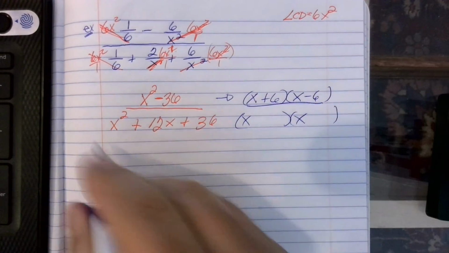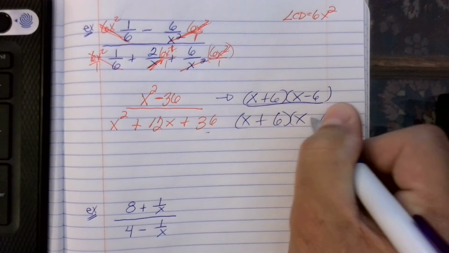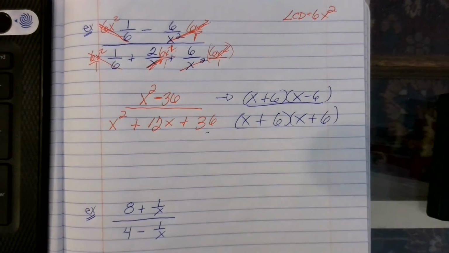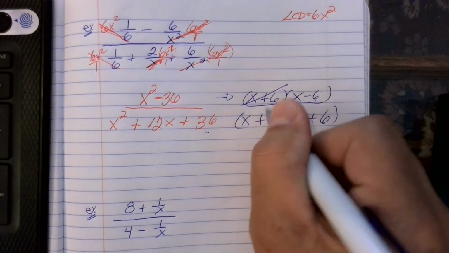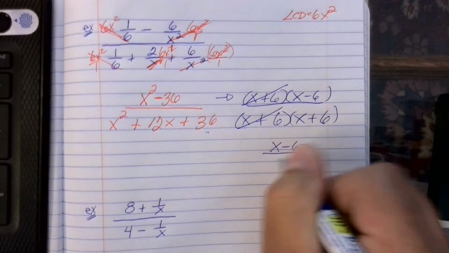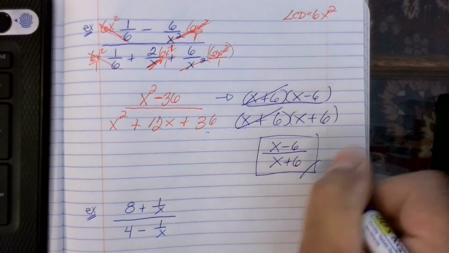The denominator in this case is a perfect square trinomial. X times x gives me x squared. 6 times 6 gives me 36. And the inners and the outers give me 12. Once I factor it completely, I could cancel out my like factors, x plus 6, x plus 6. So my final answer in this case is x minus 6 over x plus 6.